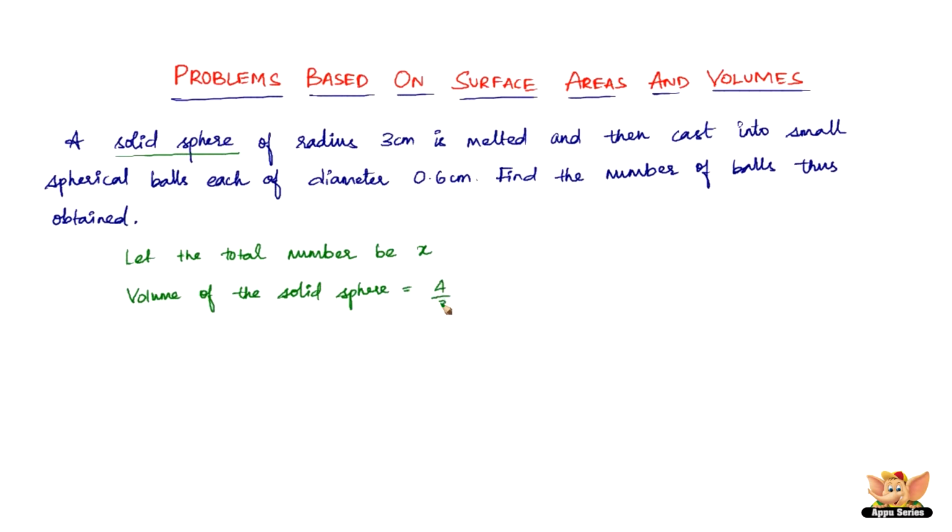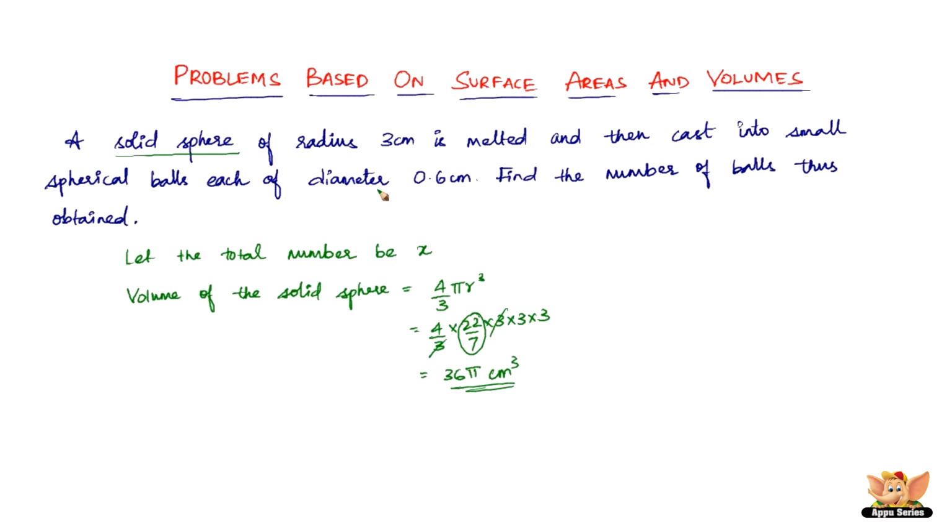Volume of the solid sphere is given by 4 by 3 pi r cube, right? So now it is 4 by 3 times pi, which is 22 by 7, and the radius is given as 3 centimeters. That is 3 times 3 times 3. You've got a 3 and 3 that gets cancelled. And then solving this, 3 times 3 is 9, 9 times 4 is 36. Now let's take this 22 by 7 as pi itself. So we've got 36 pi centimeter cube. So this is the volume of the solid sphere, right?